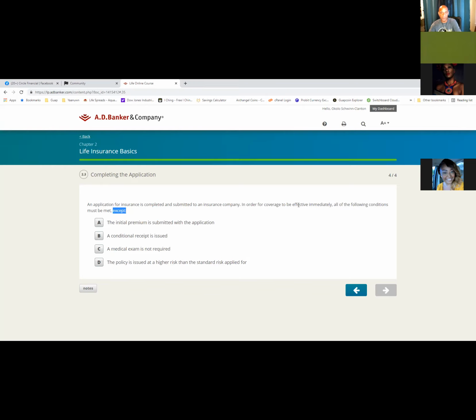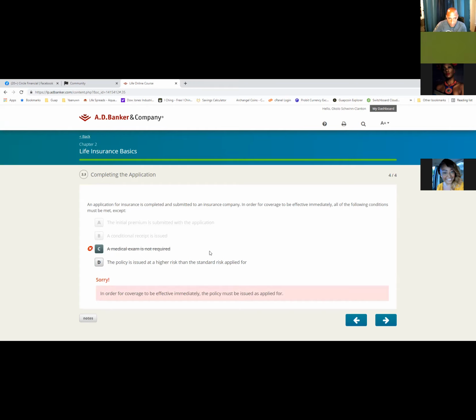So in order for coverage to be effective immediately, what do you think this is? Anyone have a guess? I think I know. I think it's C. I think it's C too. Oh, it's D. In order for the coverage to be effective immediately, the policy must be issued as applied for. Oh, that's different than what I thought.